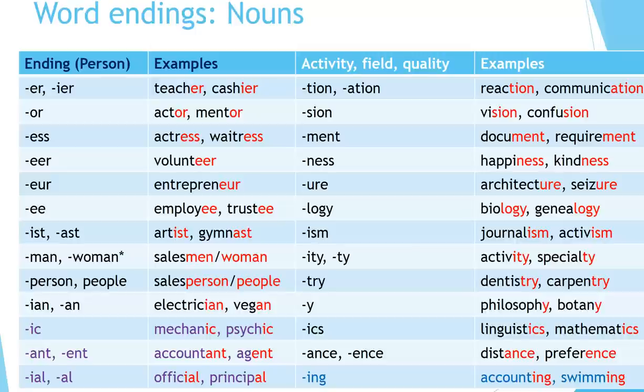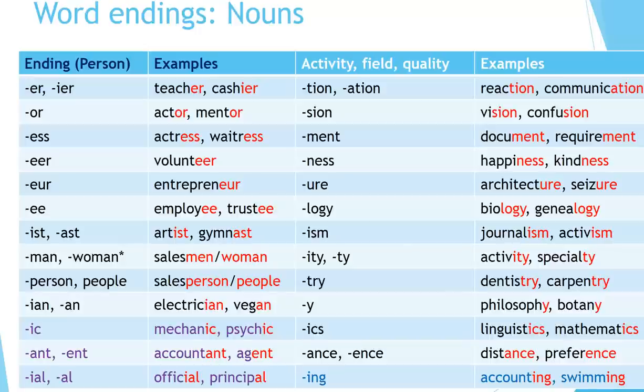IC, mechanic, psychic. ANT, ENT, accountant, agent. IAL or AL, official, principal. The ones in purple indicate adjective and noun endings, both. In this case, we're using the nouns as examples.